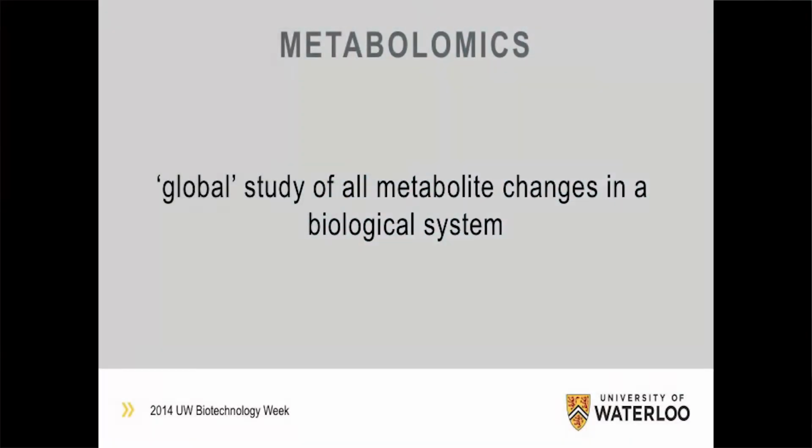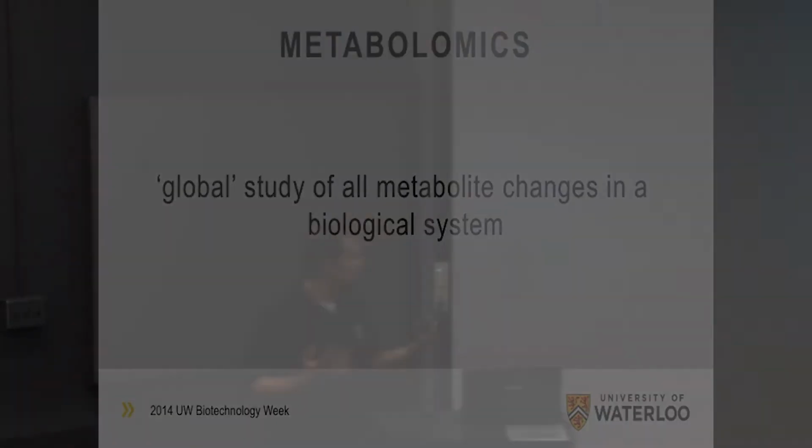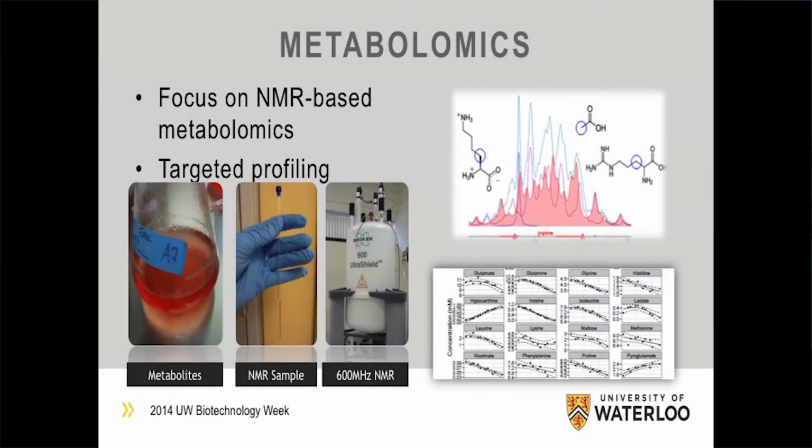One way that we're going about doing this is using a metabolomics approach, metabolomics being the global study of all metabolite changes in a biological system. Now, that's a very ambitious statement, and there's no true metabolomic method that can give you the entirety of all metabolites in a biological system. So we focus on one type, which gives us a subset of those metabolites, but is actually a quite powerful tool that gives us a lot of information, and that's based on NMR.